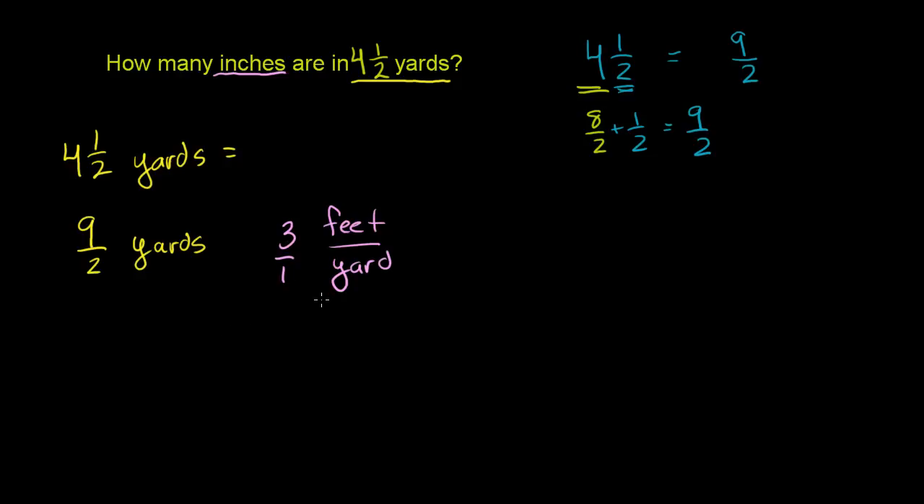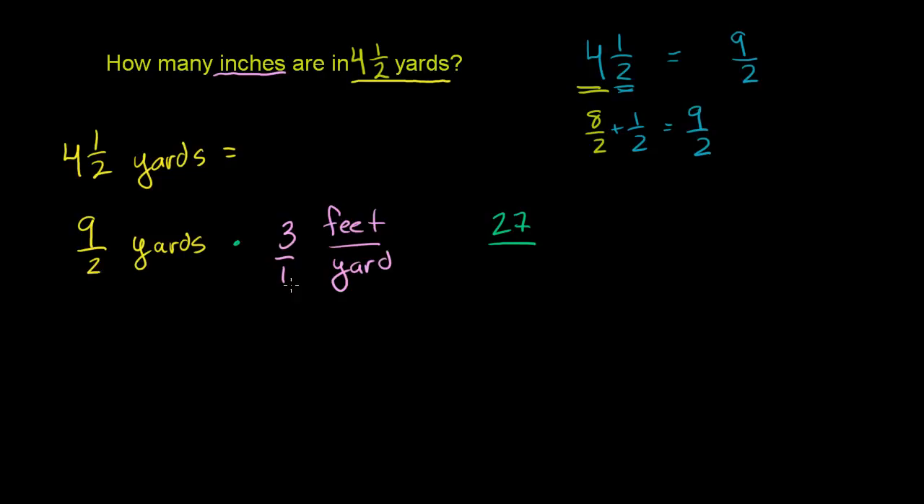You could say this is 3 feet for every 1 yard, or just 3 feet per yard. And another way to think about it is, however many yards you have, you're going to have more feet. Right? There are 3 feet per yard. So if I have 1 yard, I'm going to have 3 feet. If I have 2 yards, I'm going to have 6 feet. So you should always think about it in your head. OK, well, yeah, multiplying by 3. So that also makes sense. So if we multiply by 3, the 9 times 3 is 27 over 2.